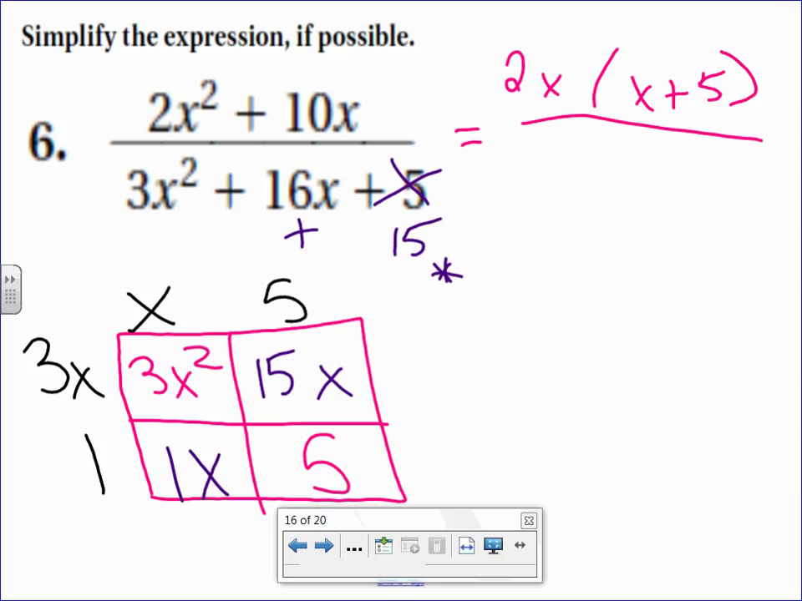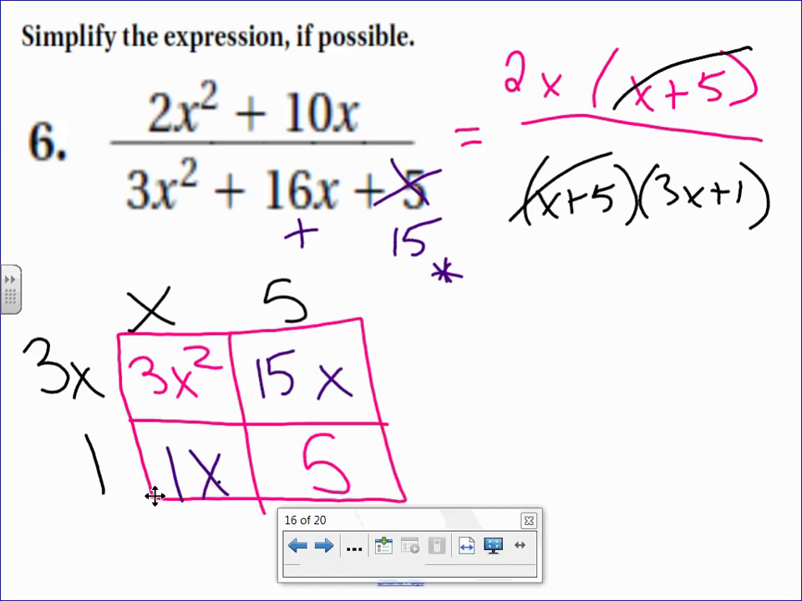And I just go around now at this point, make sure the Punnett square works. So is 3x times x 3x squared? Is 1 times x 1x? Is 3x times 5 15x? Is 1 times 5 5? And I said yes to all that, so we're done factoring. We have x plus 5 as one of our monomials. We have 3x plus 1 as our other monomial. And it looks like that allows us to slash out the x plus 5.